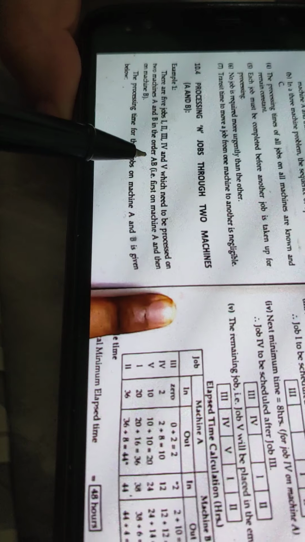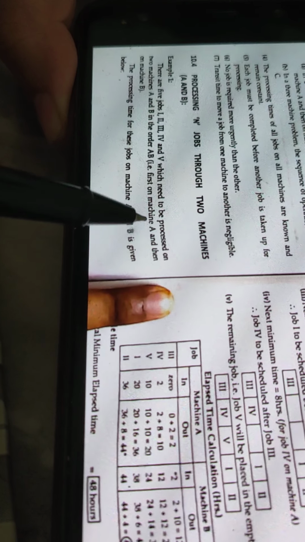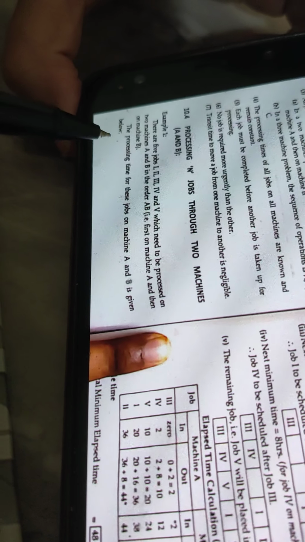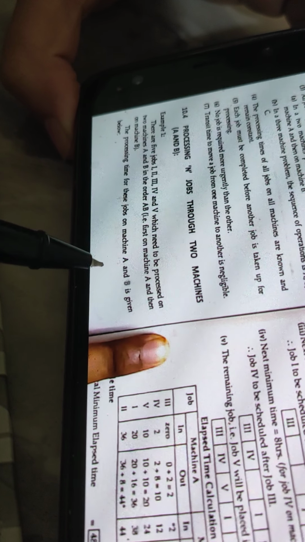A and B in the order AB. That is, the first on machine A, then on machine B. The processing time for these jobs on machine A and B is given below. In this sum, first we will arrange the sequences.